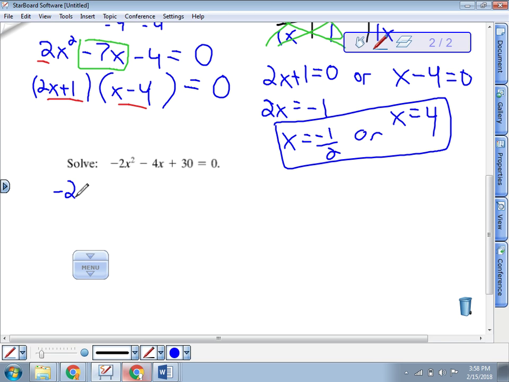So now I rewrite this. I've taken out the negative 2. What am I left with? Well, that'll be x squared. This, again, sign switch, becomes a positive 2x. That becomes a minus 15. And then that equals 0.